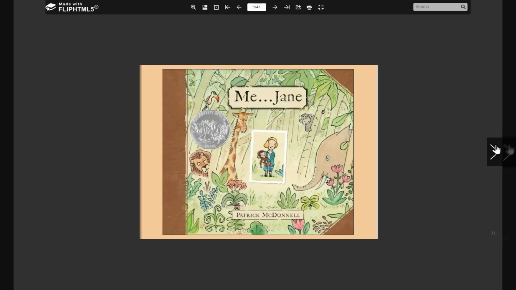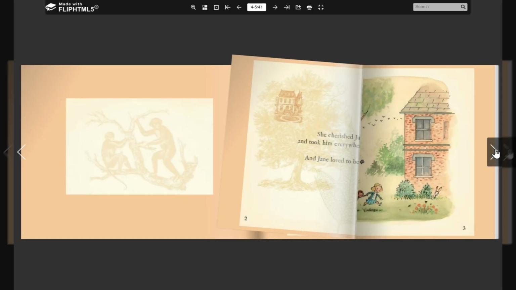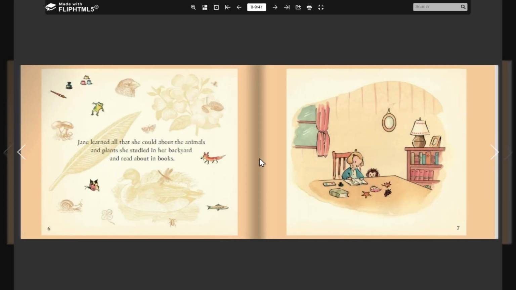All right. So here we have me, Jane. We're going to look at pages 6 and 7, these 2 pages right here. Jane learned all that she could about the animals and plants she studied in her backyard and read about in books. Looking at pages 6 and 7, what do you see in the illustrations? And these are illustrations here, the pictures behind the text. These are all illustrations. Also, look over here as well. What do you see in the illustrations?